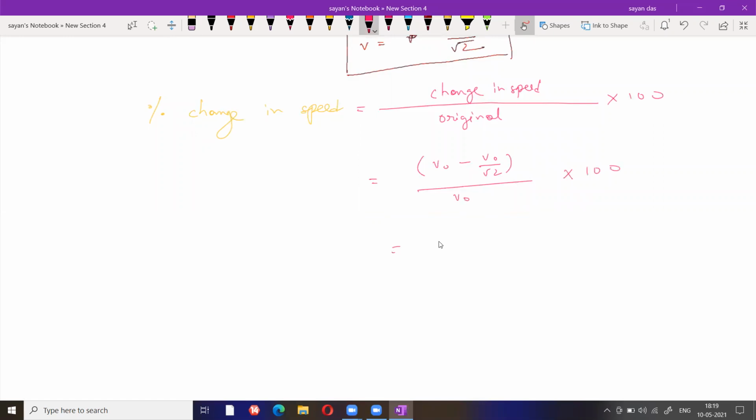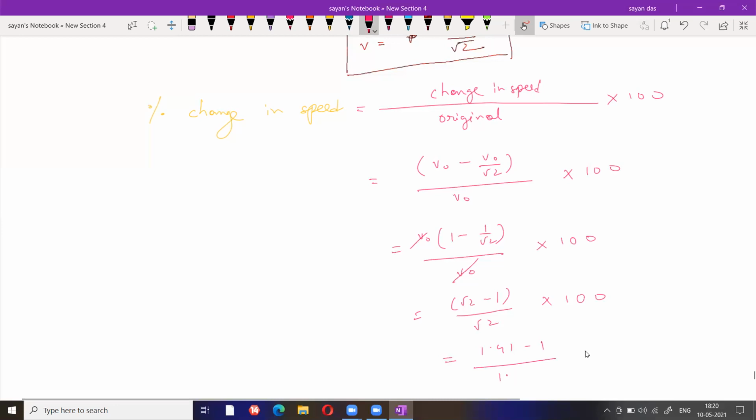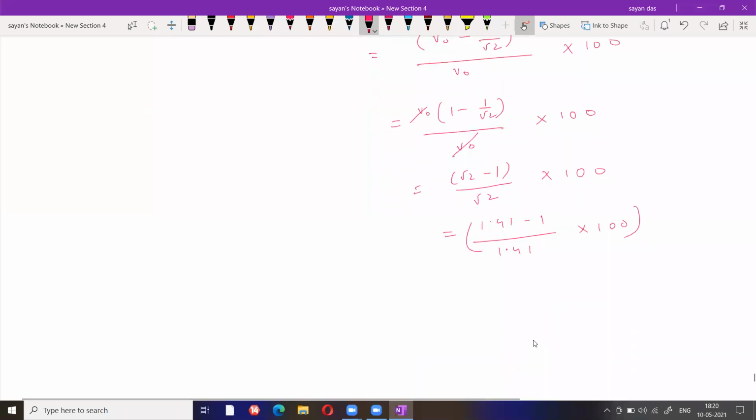So just calculate all the V0. If you take V0 common, it is 1 minus 1 by root 2, divided by V0, into 100. It becomes root 2 minus 1 divided by root 2, into 100. Now the root 2 value is 1.41, minus 1, divided by 1.41, into 100. Just calculate 0.41 divided by 1.41 into 100.